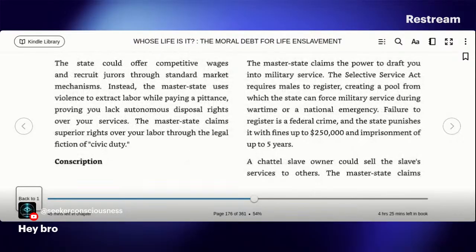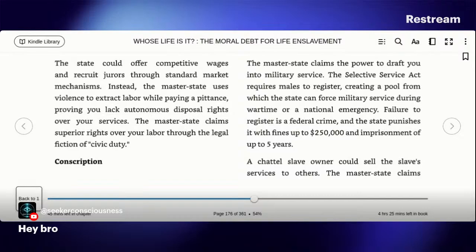The state could offer competitive wages and recruit jurors through standard market mechanisms. Instead, the master state uses violence to extract labor while paying a pittance, proving you lack autonomous disposal rights over your services. The master state claims superior rights over your labor through the legal fiction of civic duty.